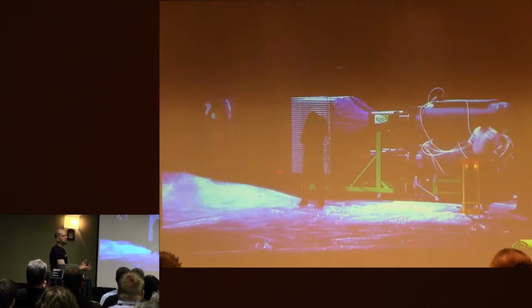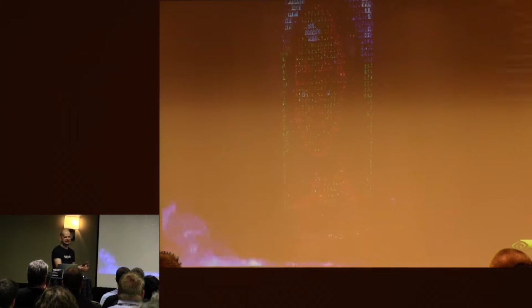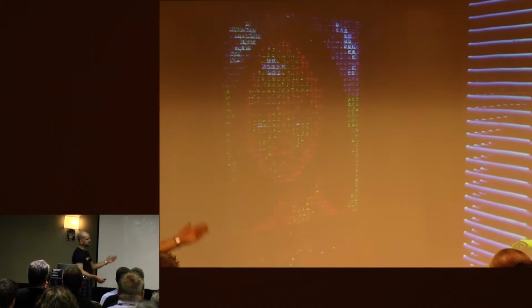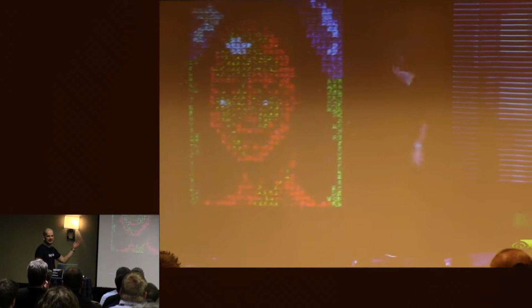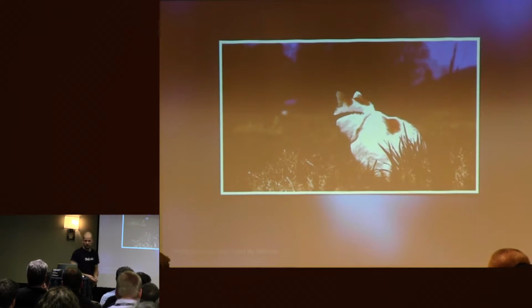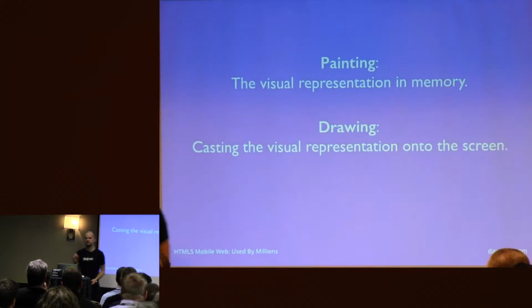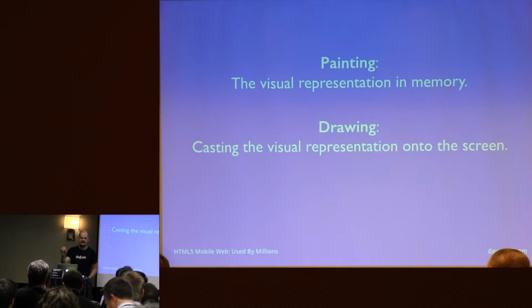So everything's happening in parallel. It's painting, or drawing, the entire thing at once. This is the Mona Lisa. It's hard to see on the screen. But very quickly, you see the GPU is much more efficient. It's pretty cool. But what's important to understand is the difference between painting and drawing.